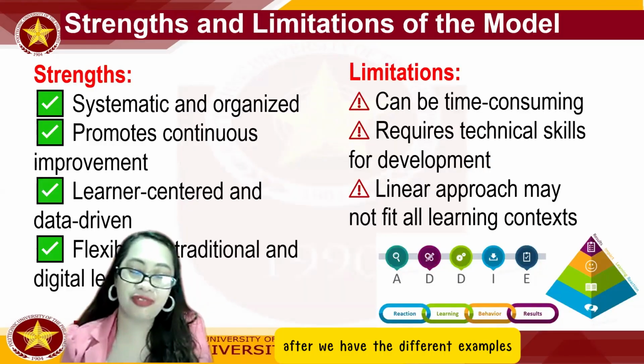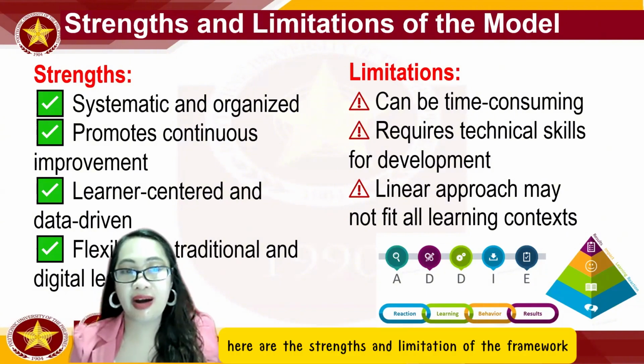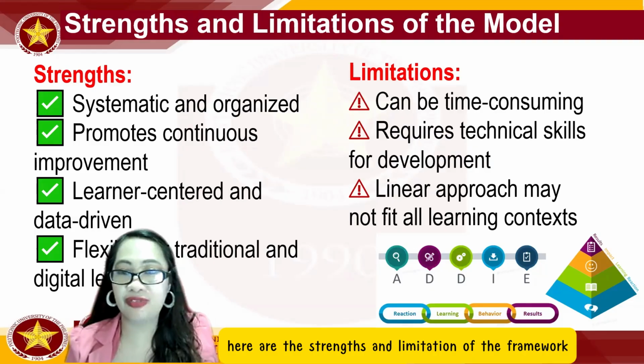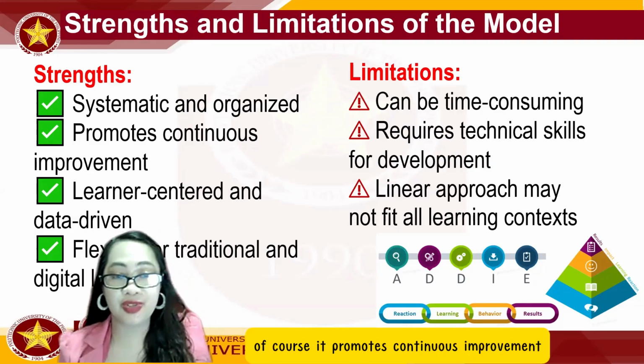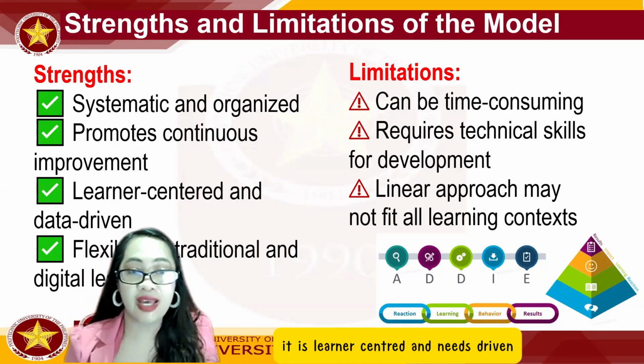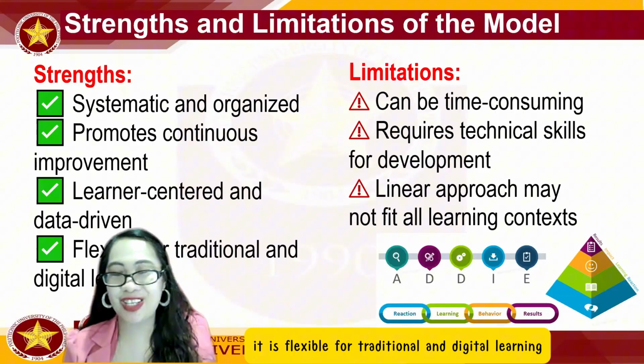After we have the different examples on how the ADDIE could be applied in school, here are the strengths and limitations of the framework. For the strengths first, it is systematic and organized. Of course, it promotes continuous improvement. It is learner-centered and data-driven. It is flexible for traditional and digital learning.